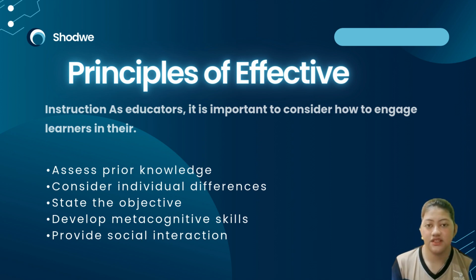The third is to state the objective. Clearly stating the lesson objective gives direction. Students become aware of what they should learn, making them more focused and purpose-driven. Then, develop metacognitive skills. Metacognition helps students become independent learners. They learn to reflect on their learning, evaluate their understanding, and choose better study strategies. This leads to better self-regulation and improvement.